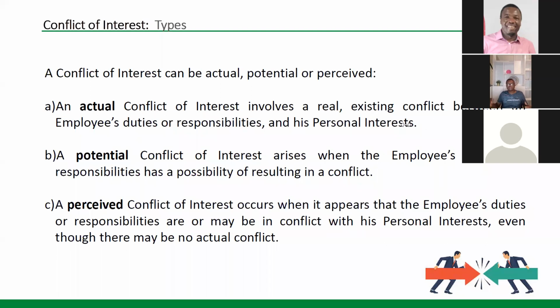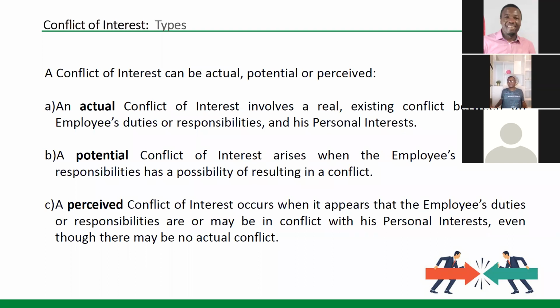And thirdly, the last, the third type of conflict of interest, we are talking about a perceived conflict of interest. This can occur when an employee's duties or responsibilities are or may conflict with his personal interest, even though there may be no actual conflict. It's just perception. So let me give an example.